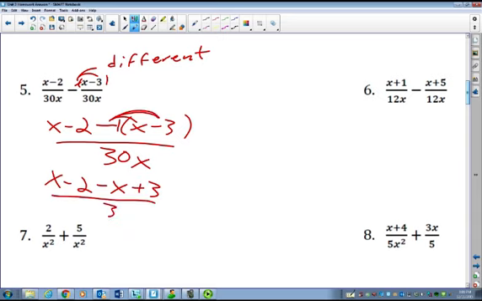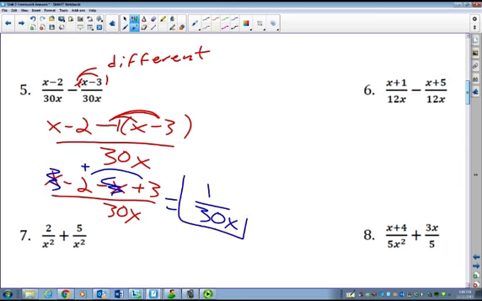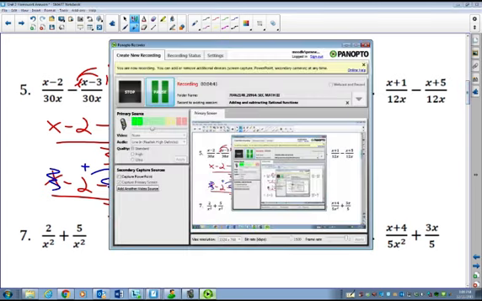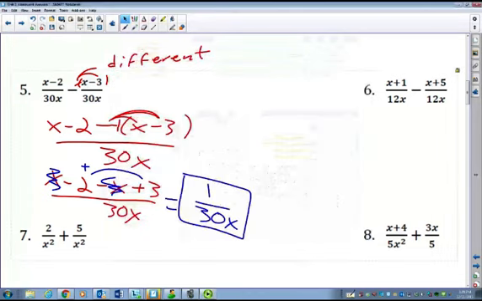All over 30x. And then, whoa, that's crazy. The positive x minus x, those cancel each other out. And then the 3 with the negative 2, just like adding those together, is 3 minus 2 is 1. So we just end up with a 1 over 30x. Cool. Okay, we're back there. So cool. So that's how you do subtraction.